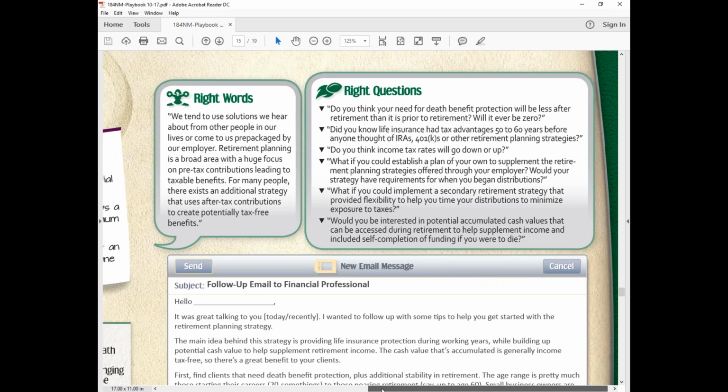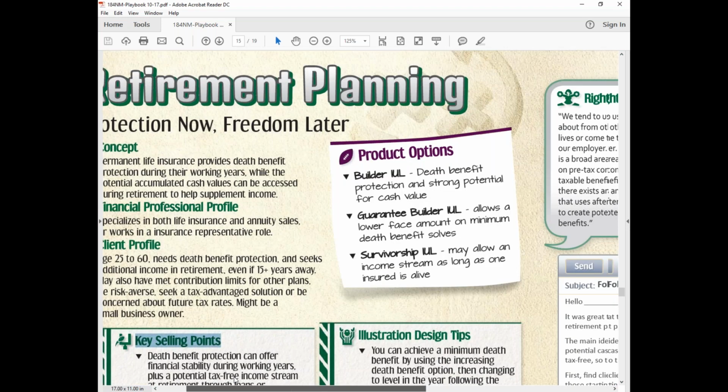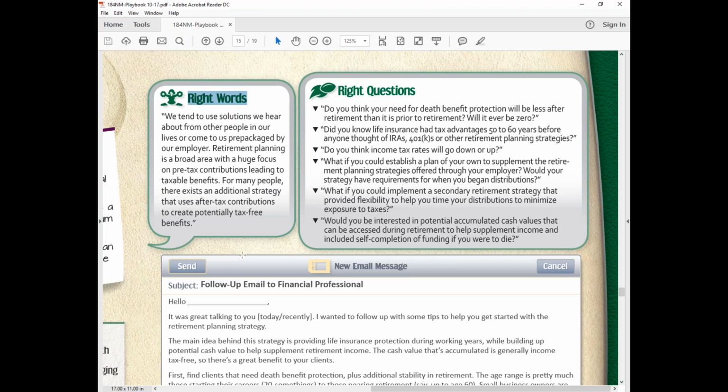So we're still talking retirement planning, and this is going to be one of my favorite parts of the playbook. What are the right words? What are the right questions to ask your client to get them to think about this concept and about the value that IUL can bring to their retirement planning? I highly recommend when you get the playbook, go through and highlight some of these questions that could make the biggest impact for you.